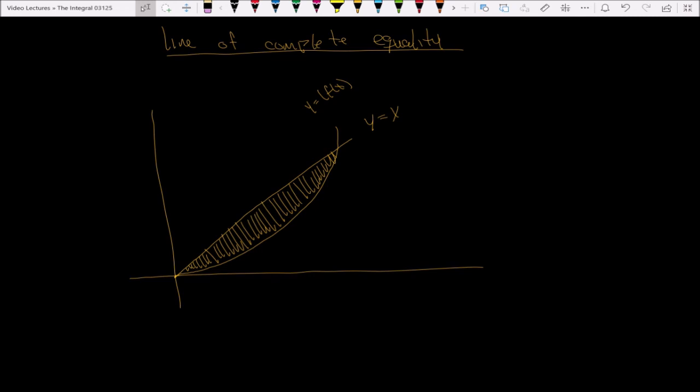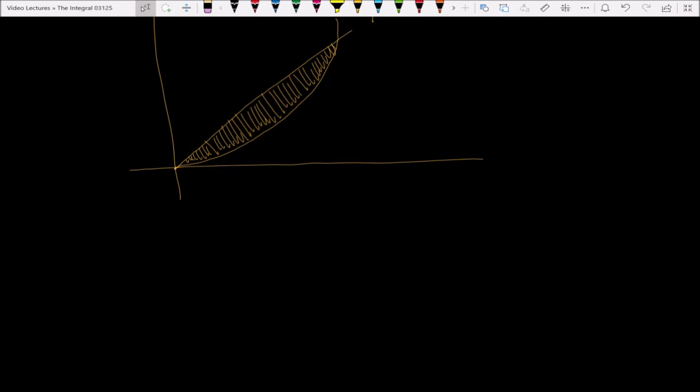Now, if we look at the area under y equals x, this is A equals the integral from 0 to 1 of x dx, which is x squared over 2 evaluated from 0 to 1, which is a half. So the area under y equals x is 1/2.